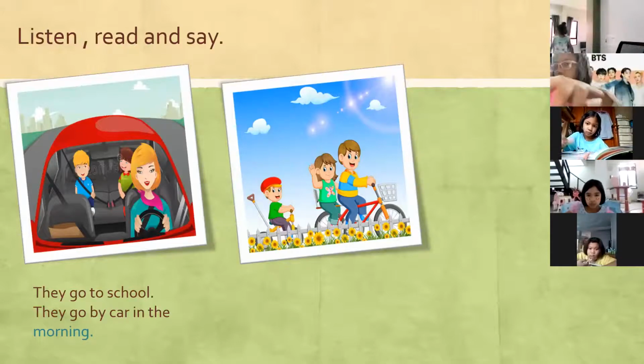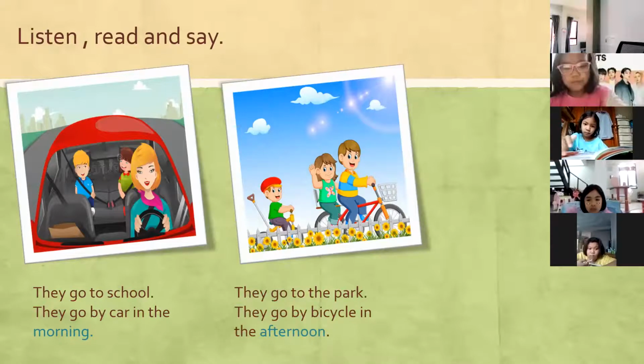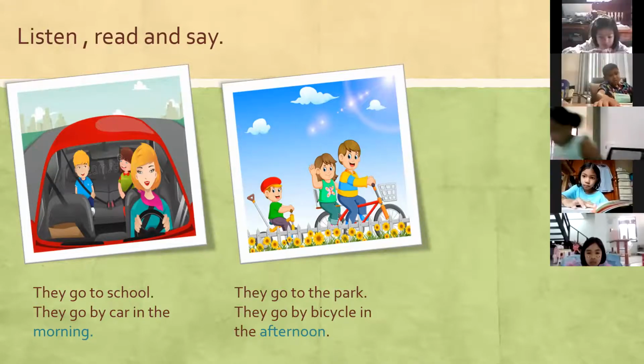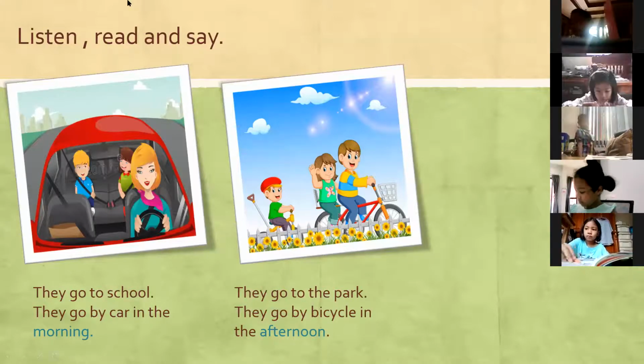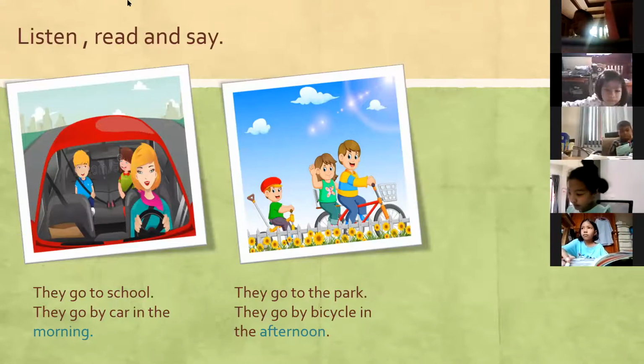Again. One, two, three, go. They go to the park. Okay. They go to the park. They go by bicycle in the afternoon. Next, we have this one, number three.